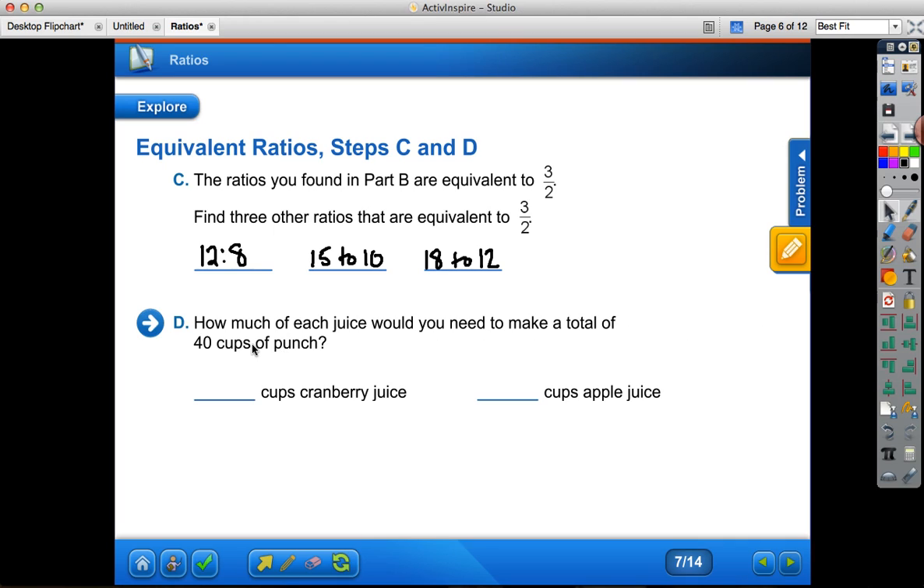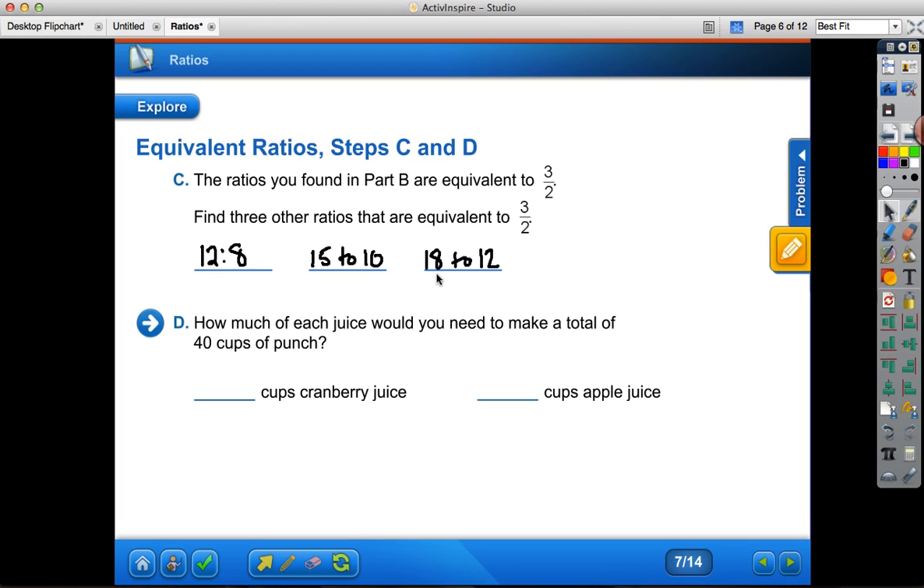So now, since I know that adding the 2 amounts gives me the total amount of cups, if I want to make 40 cups of punch, and I know that when I add my juices together, that gives me the total amount of punch, I need to figure out how much of each juice I would use in order to keep my recipe tasting the same, so using the same ratio, and adding to 40 cups. So in this case, I know that if I do 12 plus 8, that gives me 20 cups of juice. That's not enough. If I add 15 plus 10, so 15 cups of cranberry juice plus 10 cups of apple juice, that's only going to give me 25 total cups of juice. Still not going to be enough.